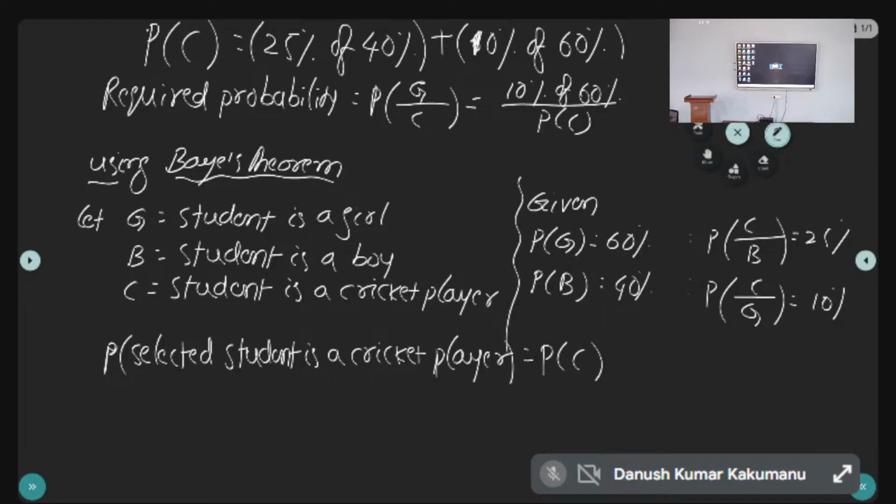Suppose sometimes they will ask a question like this also. One student is selected randomly. The probability that the selected student is a cricket player, like that only they will ask. Selected student is a cricket player means two possible options. That cricket player may be from boy or may be from girl. That is nothing but what? P of C is P of C by B into P of B plus P of C by G into P of G.